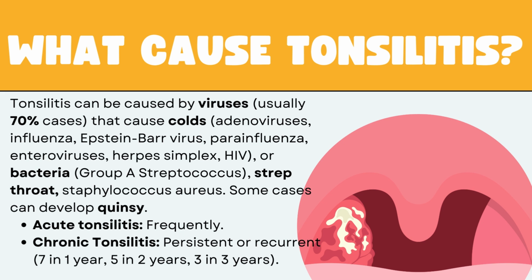the throat. Tonsillitis also has two types: acute tonsillitis, which happens frequently and affects the majority of people, or chronic tonsillitis, which is considered when a person suffers this type of infection in a persistent or recurrent way, which means they can get recurring cases, like seven cases in a year, five times in 2 years, or three times in 3 years.